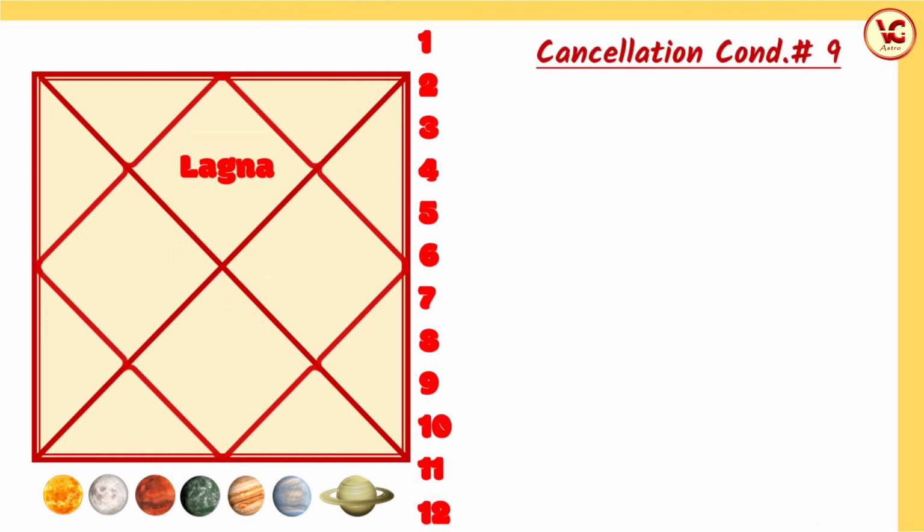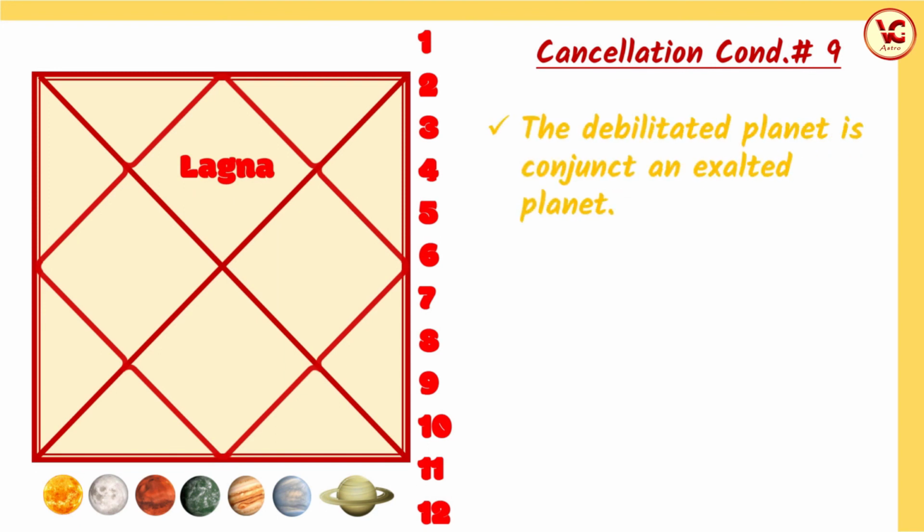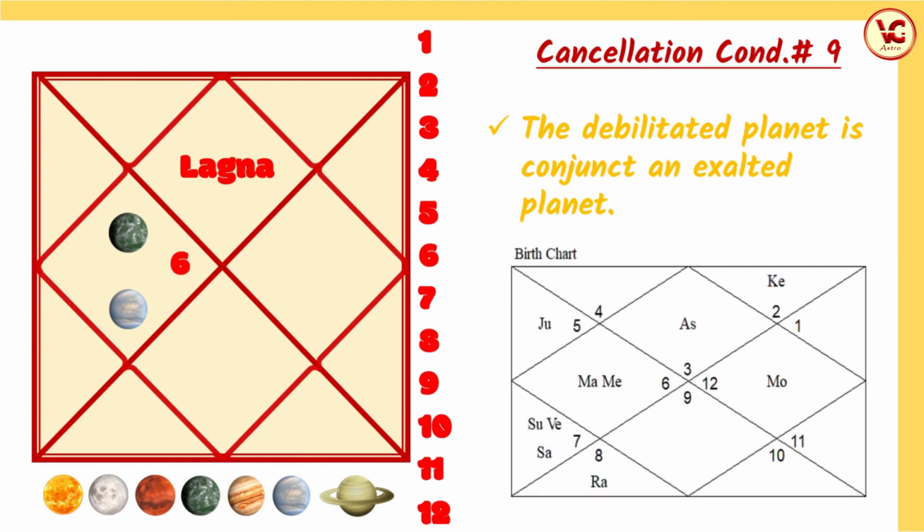And the last condition, cancellation condition number 9. The debilitated planet is conjunct an exalted planet. So I am taking the example of Virgo where Venus is debilitated. If it is conjoined with Mercury, where Mercury is exalted in Virgo, then this debilitation will cancel. This debilitation state of Venus will cancel. And this is an example chart.